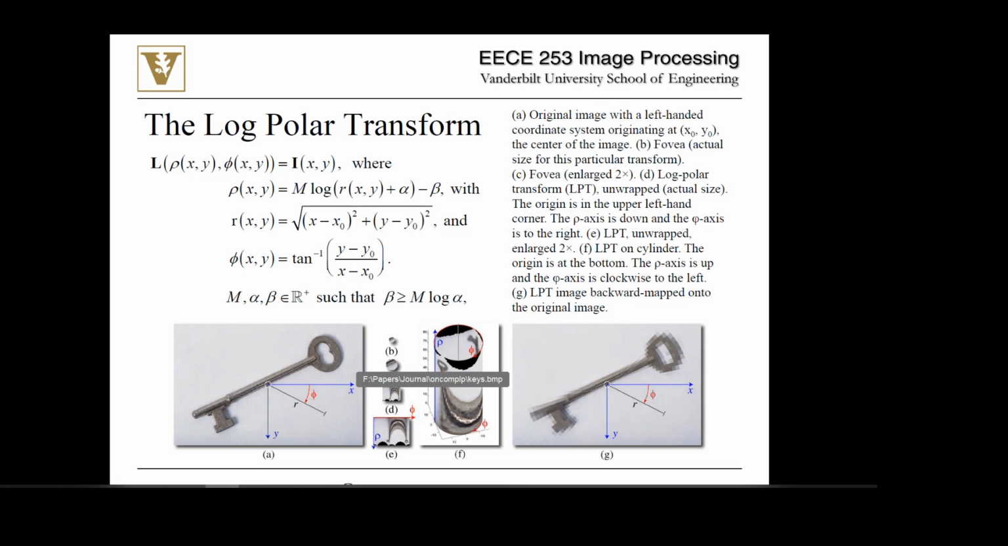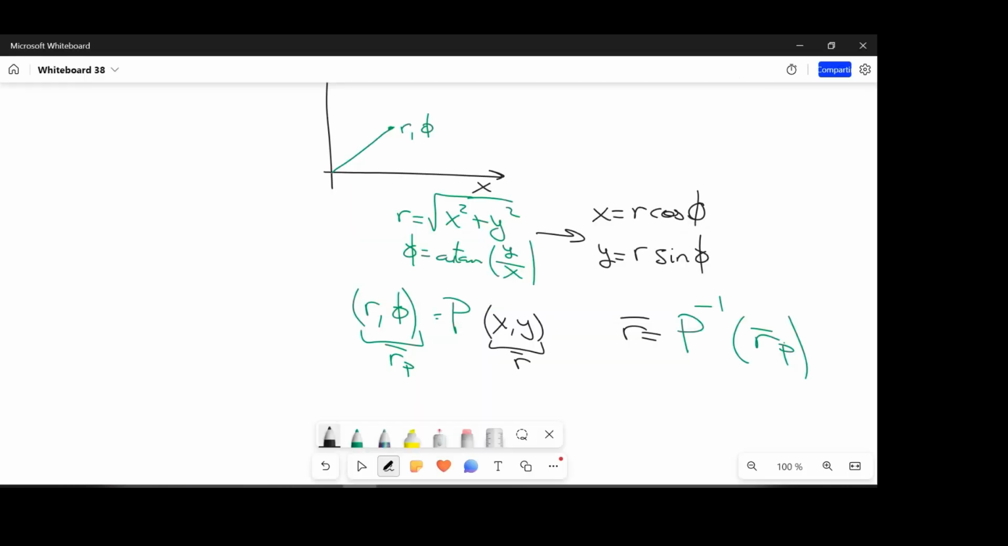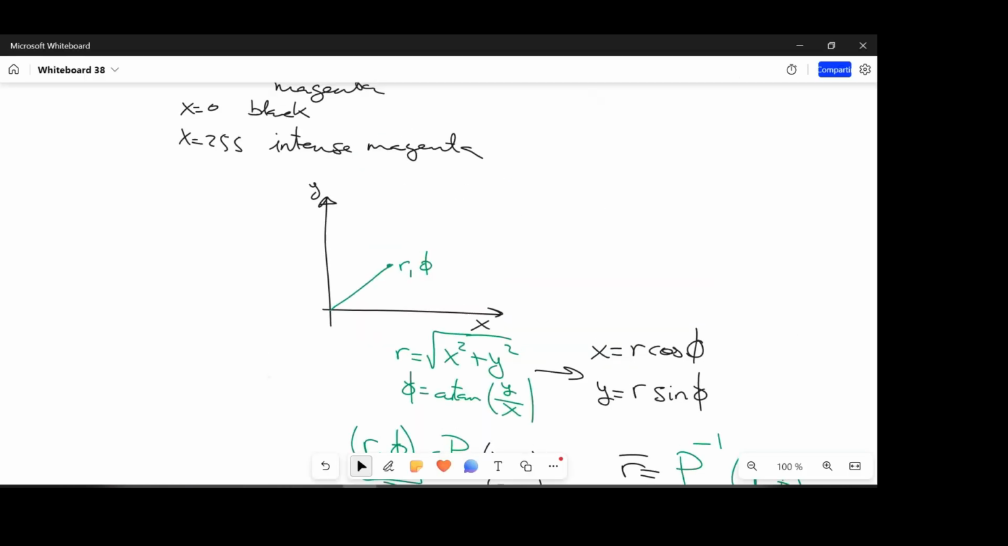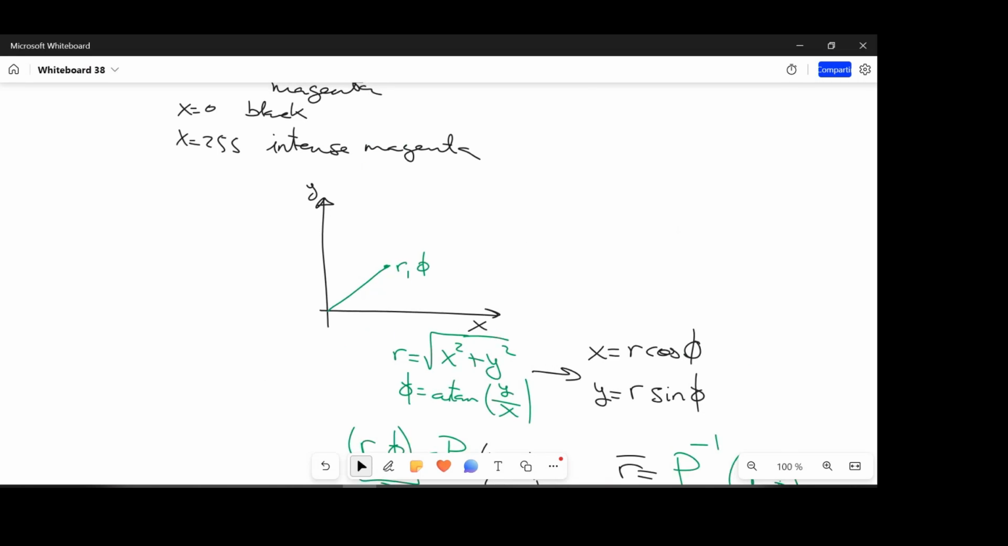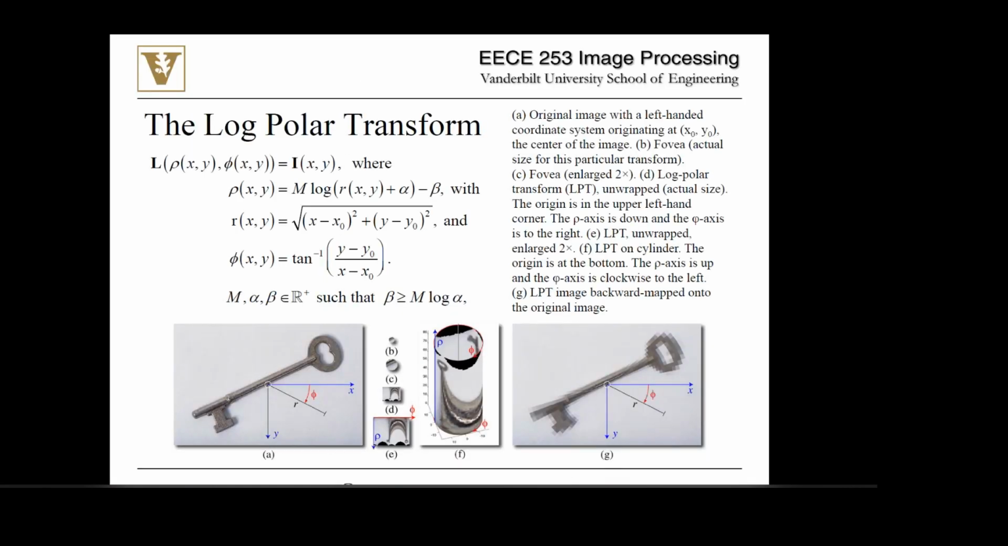The concept is the same as in the polar transform. You give me a point, X and Y, and I can compute R and phi. Or you give me R and phi, and I can compute X and Y. So now we know how to compute coordinates. So now what we will have is an image.